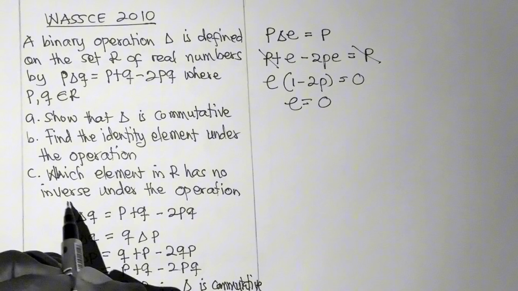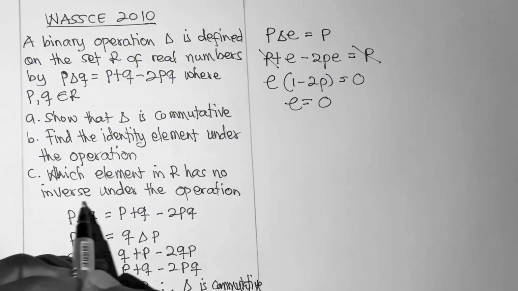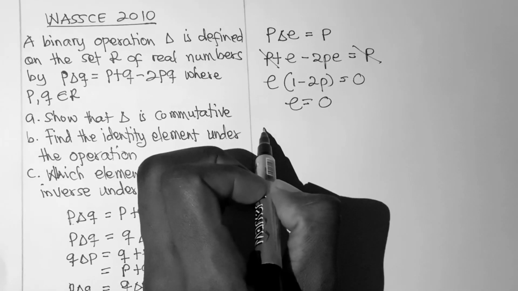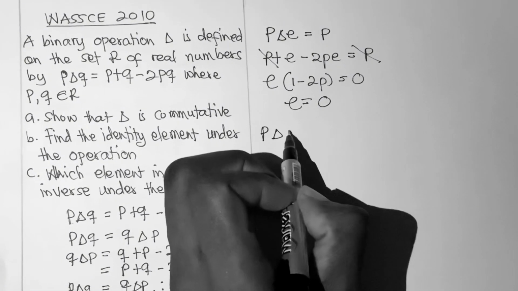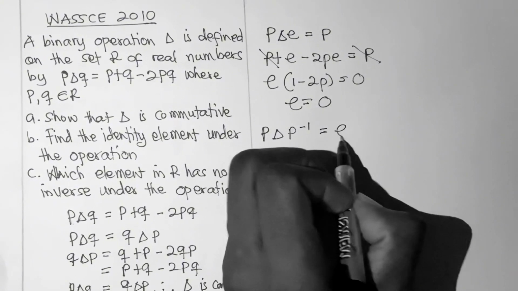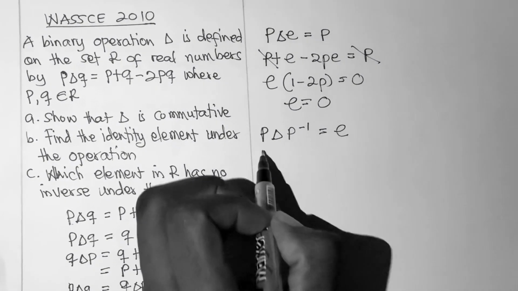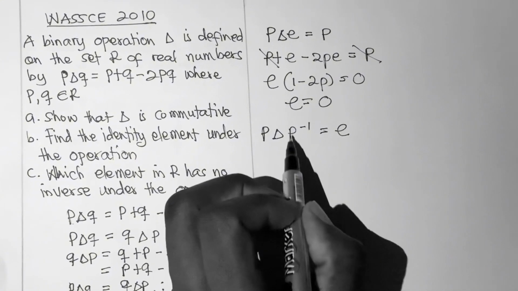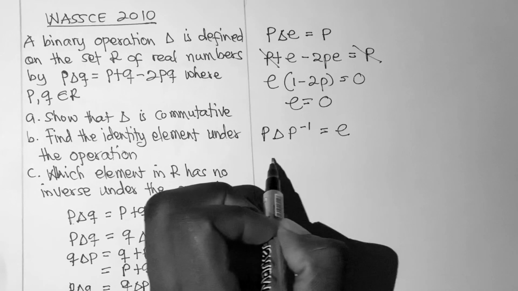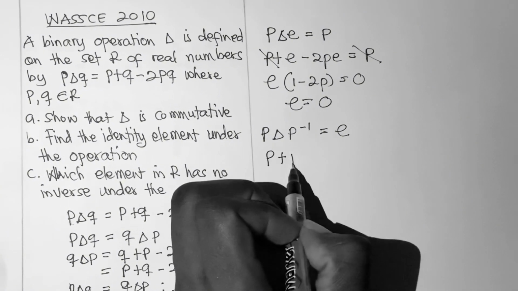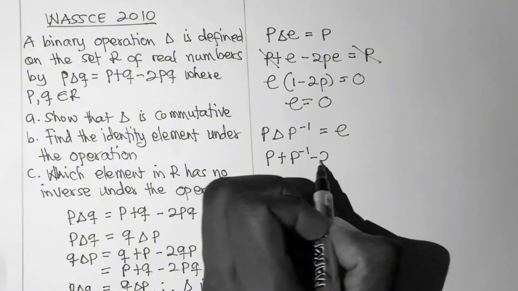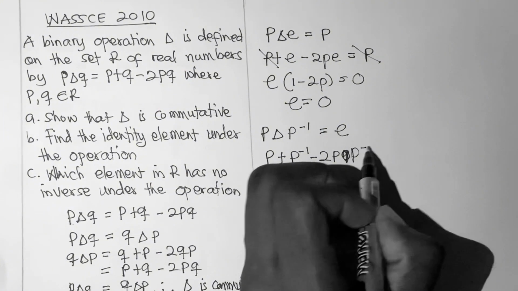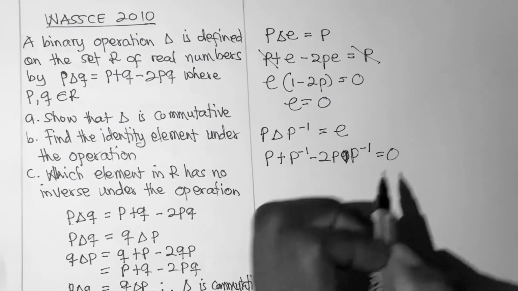So having found the identity element, the question says which element in R has no inverse under the operation. So we need to find P inverse. But we know that P operation P inverse must be equal to the identity element. So let's do that. So P operation P inverse becomes, wherever we see P, replace it with P. Wherever we see Q, replace it with P inverse. So this becomes P plus P inverse, then minus 2P times P inverse equals the identity element, which is 0.